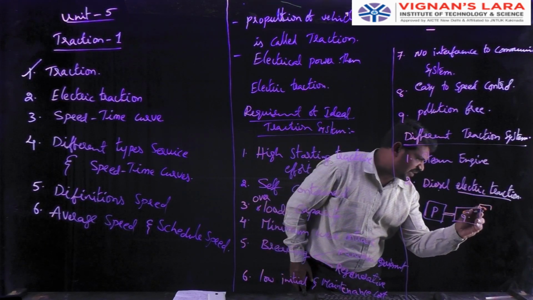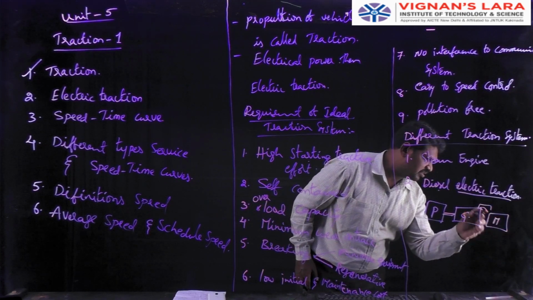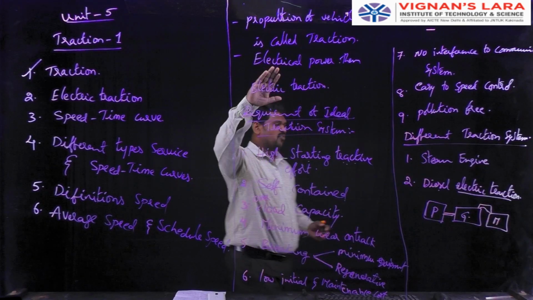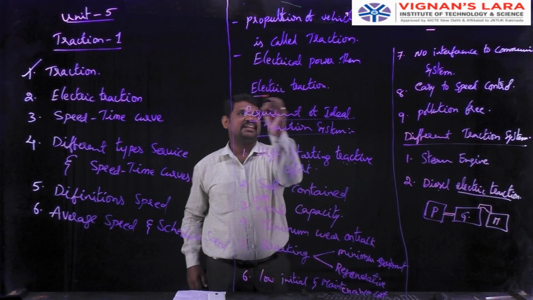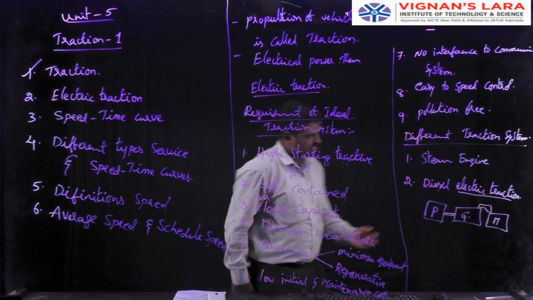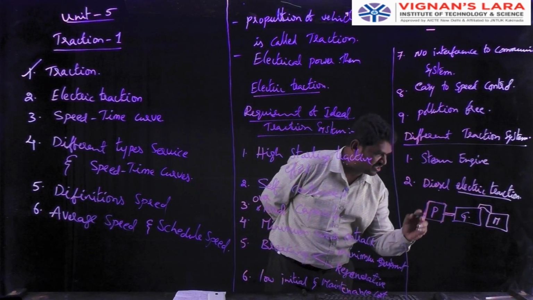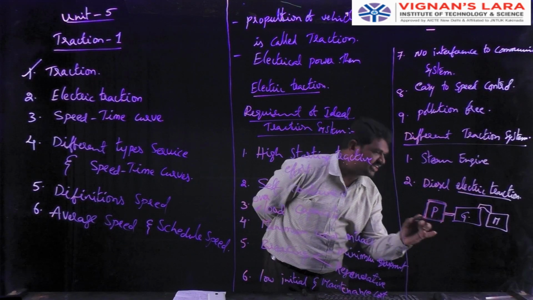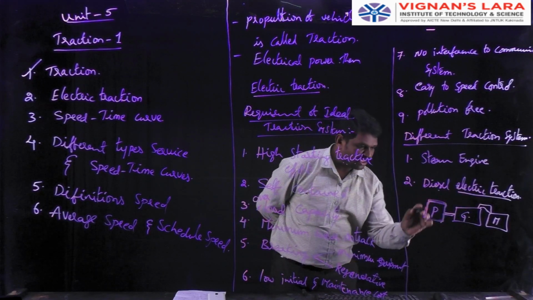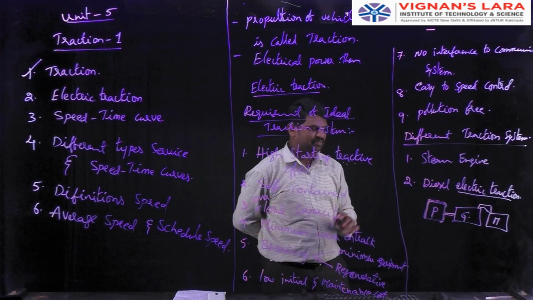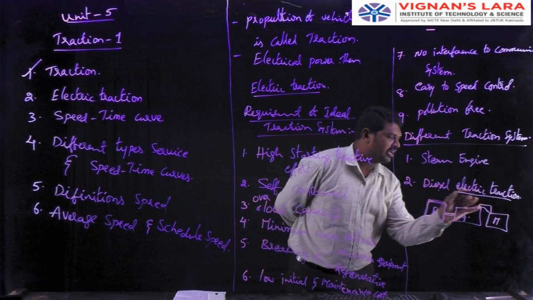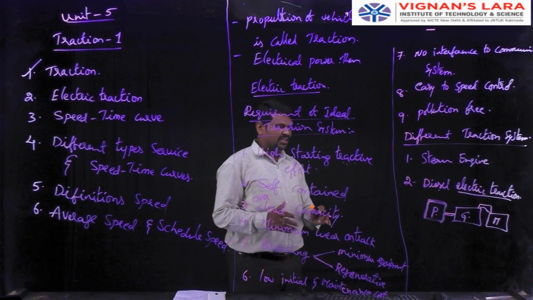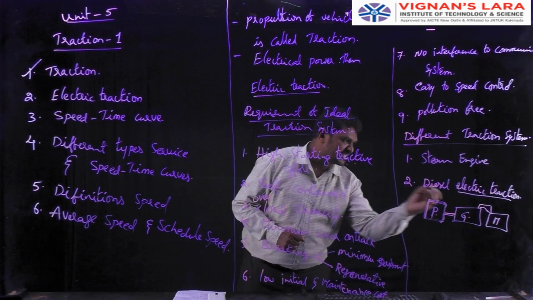That electrical energy is applied to the motor. Now the motor propels the vehicle, so then it is called the electric traction. If you use steam as a prime mover, it is a steam electric traction system. If you use diesel, it is called the diesel electric traction system. If you use petrol as a prime mover, that is called the petrol electric traction system. So what are the advantages? Normally in our day-to-day life, we are using the diesel electric traction system.